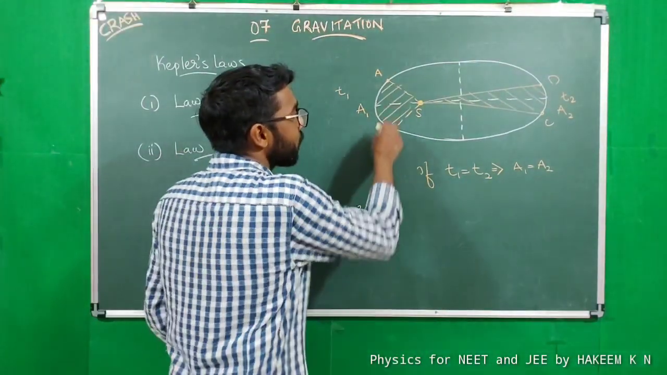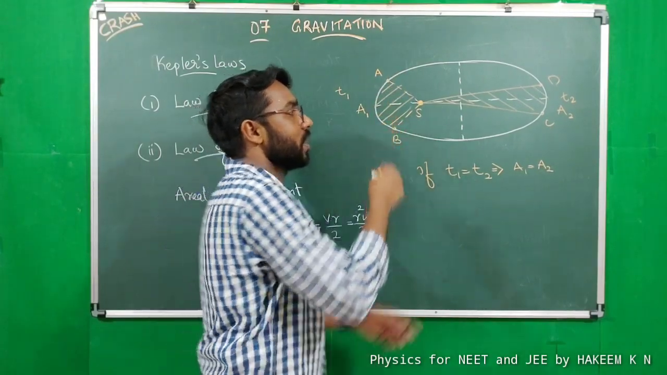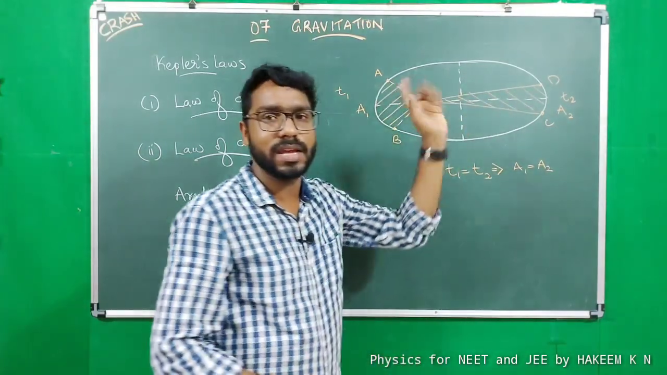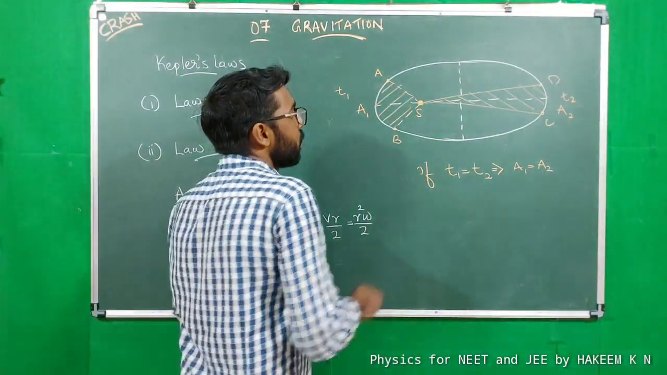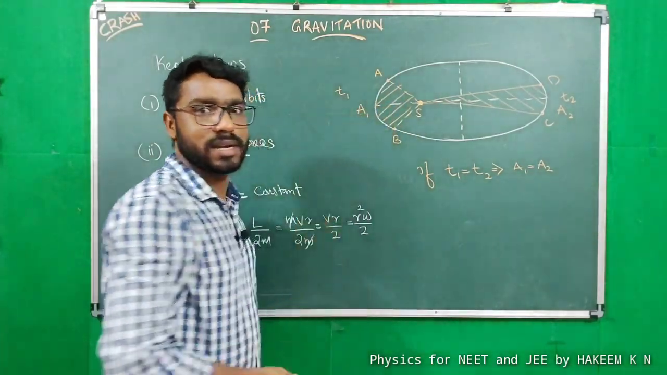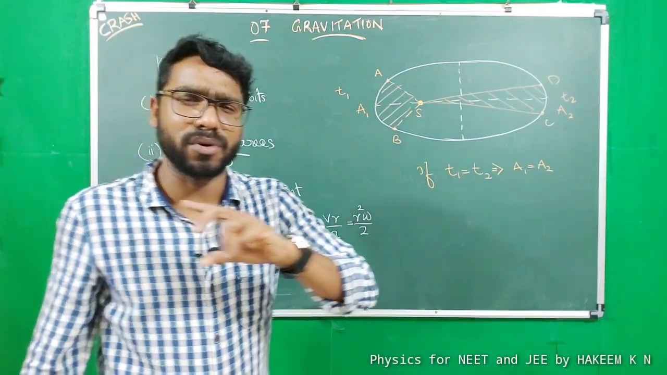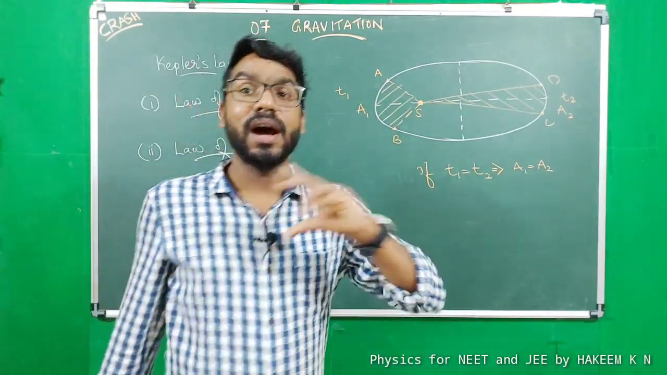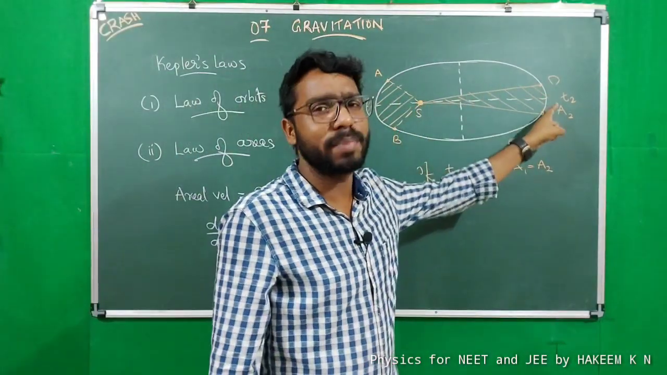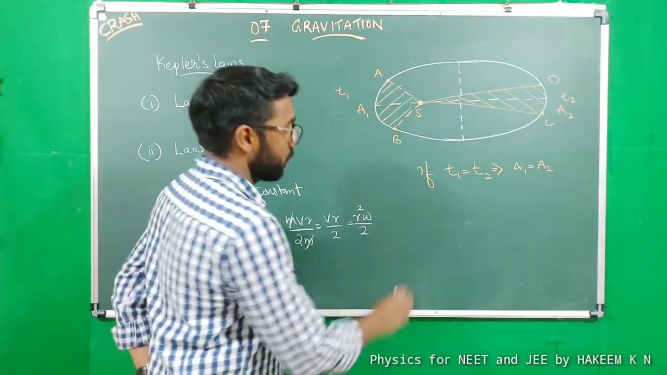So here the planet should cover more distance, and here the planet should move a small distance, because these areas should be the same, right? So the velocity of the body near the sun will be large. The planet possesses higher speeds near the sun, and small speeds away from the sun.